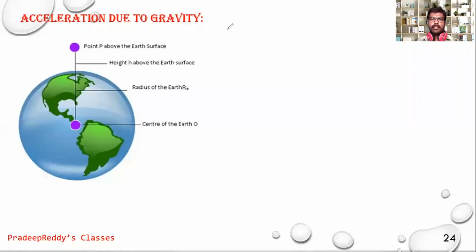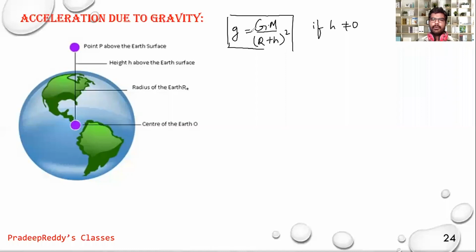So we have got the equation for acceleration due to gravity. g is equal to capital G, capital M divided by (R plus h) whole square, if h is not equal to 0. Now clearly in this equation, small m mass is not present, right? Therefore, acceleration due to gravity is independent of mass of the object.